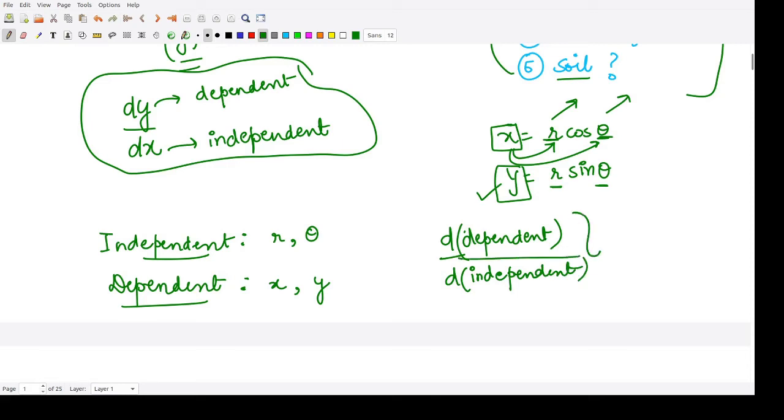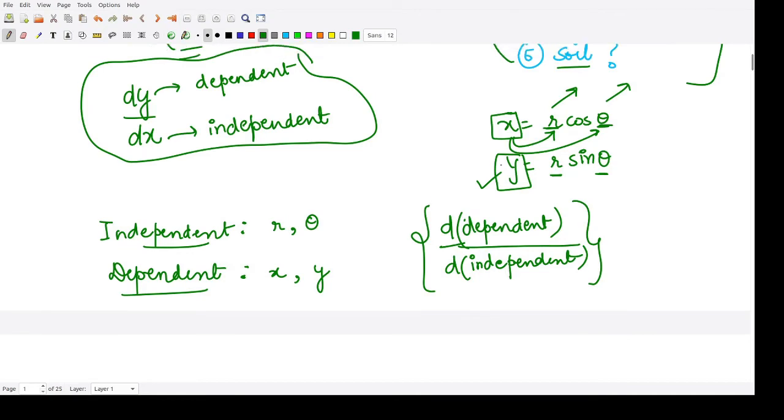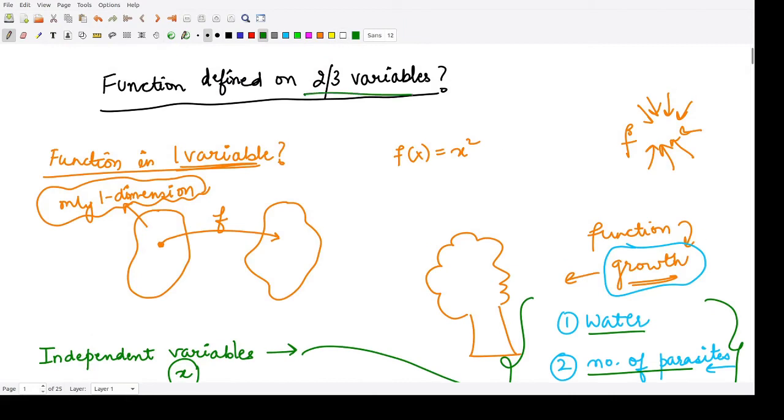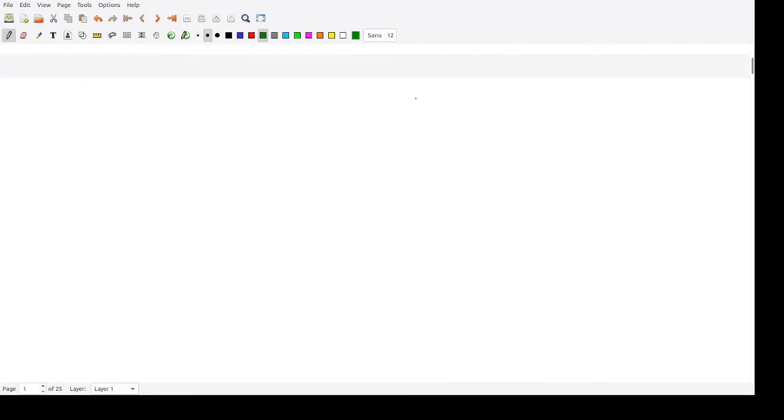So before moving on to studying partial derivatives, we'll first see how we can define limits in the case of several variables, that is two or three variables, and how we can define continuity in this particular case. That is our first aim. For that, let me first give you some examples.